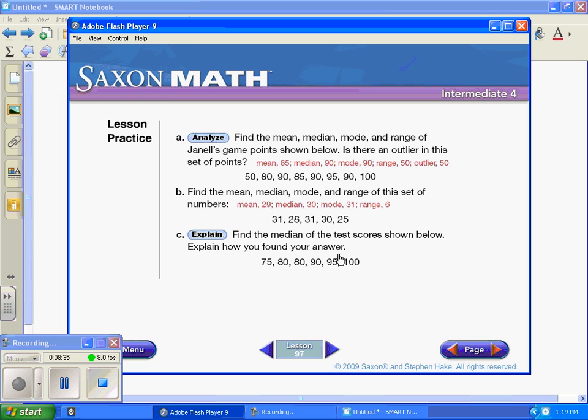And so how to explain how you found your answer? If you wanted to put that in words, you would have to say, I found the median of the test scores shown below by first putting them in order from least to greatest. Then I take hops from the outside to find the middle number. If it's an odd number, I'll have a definite median immediately. If it's an even number, I will average the two middle numbers, and that answer will be my median. So if you can put that in words, that's what it would be.